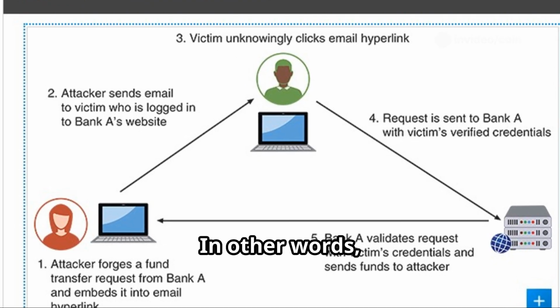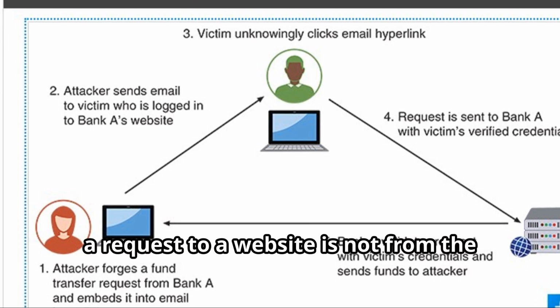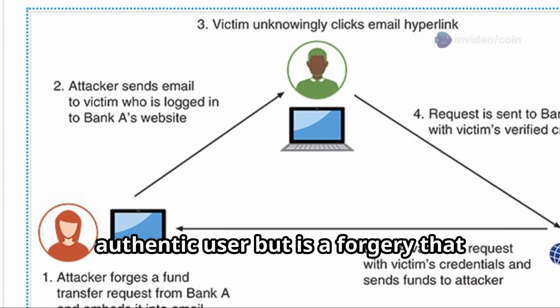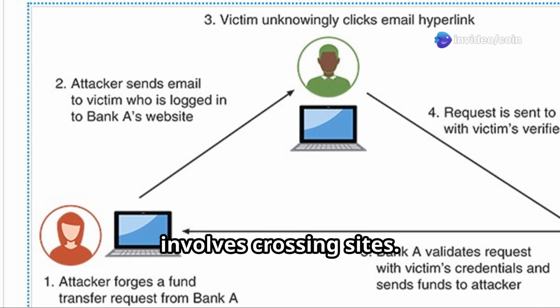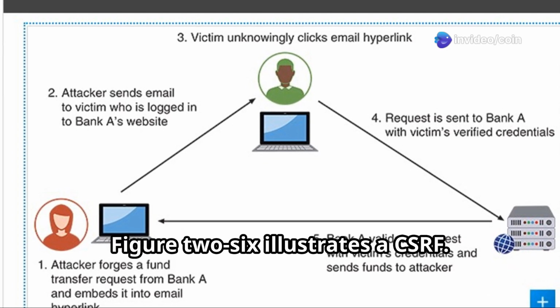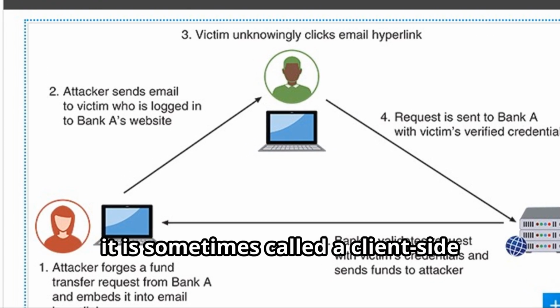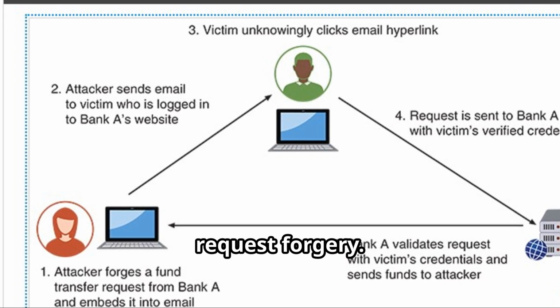In other words, in a CSRF attack, a request to a website is not from the authentic user, but is a forgery that involves crossing sites. Figure 2.6 illustrates a CSRF. Because a CSRF takes place on the client side, it is sometimes called a client-side request forgery.